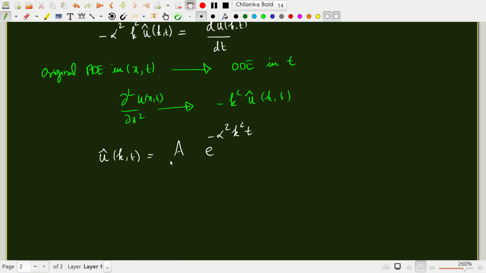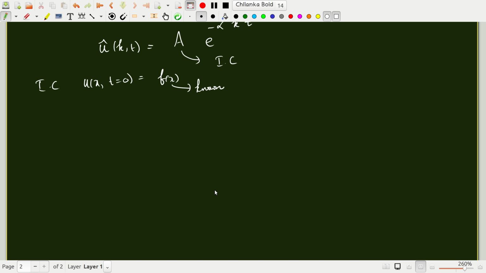Now this constant has to be fixed using the initial condition, and we were given the initial condition, u of x, time t equal to 0, as f of x. This is a known function. You are prescribing what the function is at time t equal to 0. So we have to take the Fourier transform of the initial condition, which will give me u hat of k, t equal to 0, is the integral from minus infinity to infinity of u of x, t equal to 0, e to the minus ikx dx.